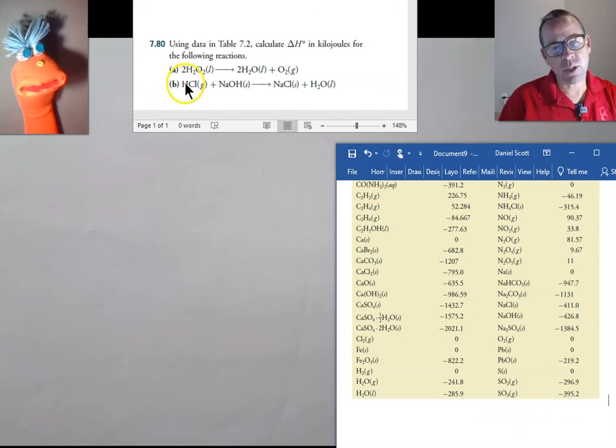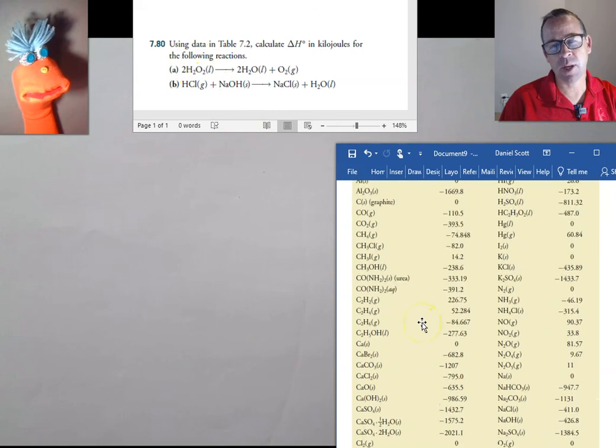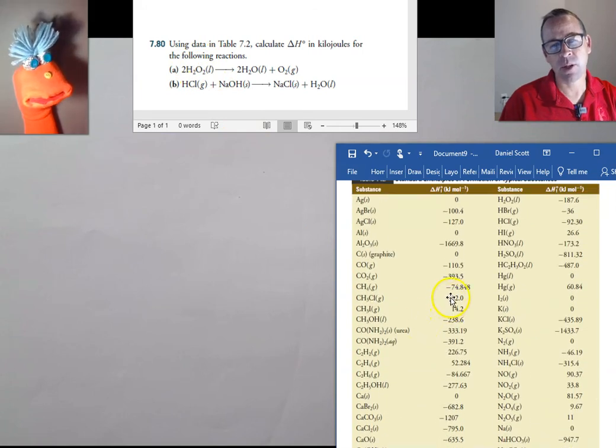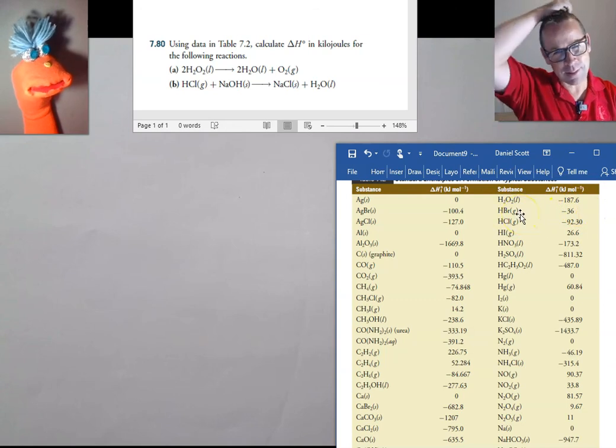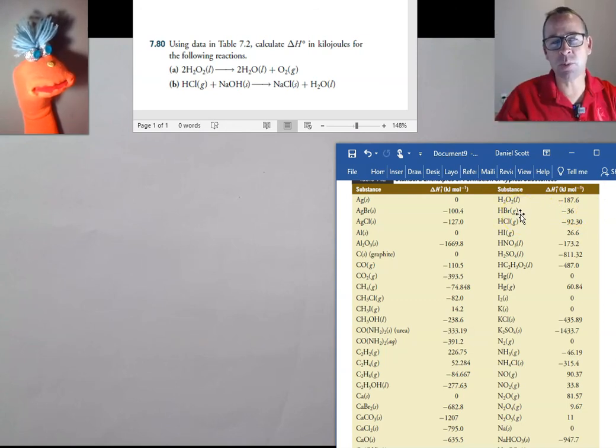Now we can answer this question. How much energy is associated with the formation of H2O2? Let's look on here and see if we can find H2O2. I found it. Right here. Yeah, negative 187.6. Very good. H2O2, negative 187.6. That's how much energy is associated with making hydrogen peroxide from its elements.